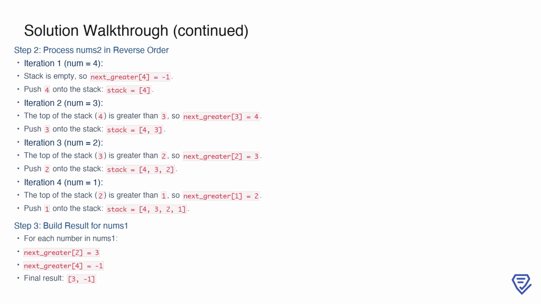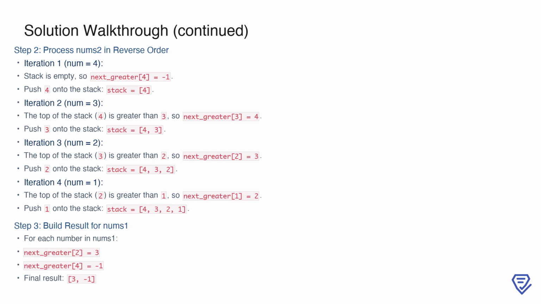Starting with the first iteration, the number is 4. Since the stack is empty, there's no greater element for 4, so we set next_greater[4] to -1 and push 4 onto the stack. In the second iteration, the number is 3. The top of the stack is 4, which is greater than 3, so we set next_greater[3] to 4 and push 3 onto the stack. For the third iteration, the number is 2. The top of the stack is 3, which is greater than 2, so we assign next_greater[2] to 3 and push 2 onto the stack.